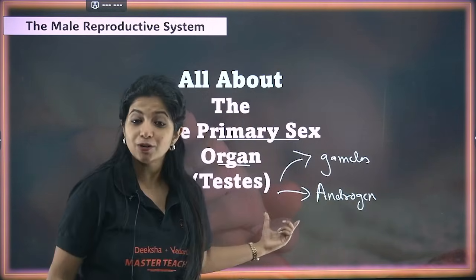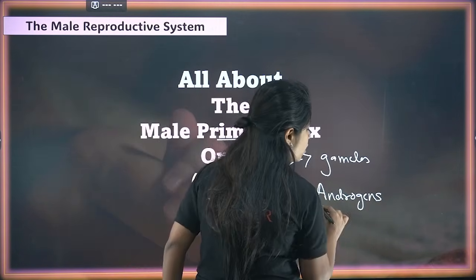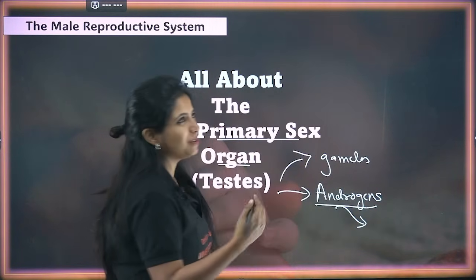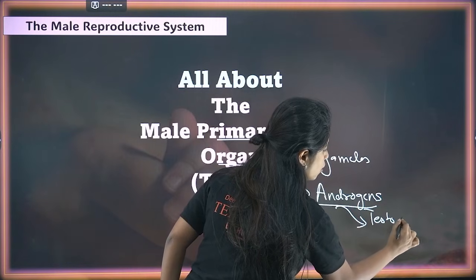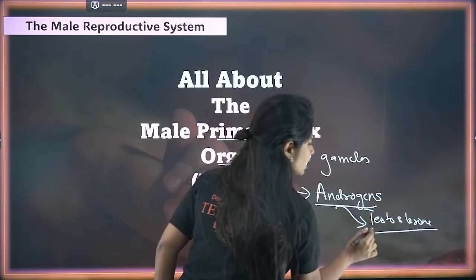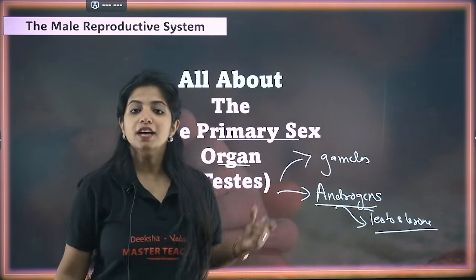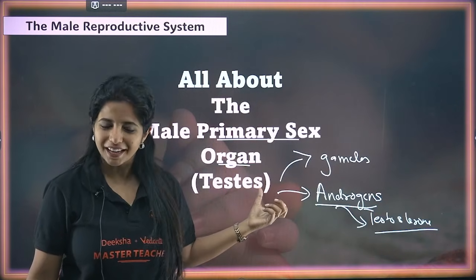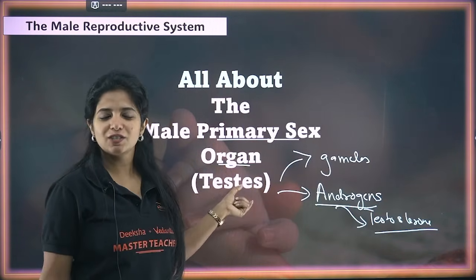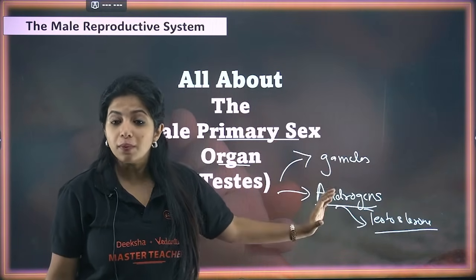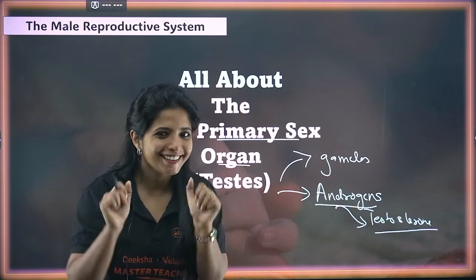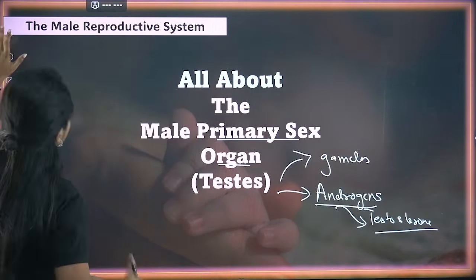And among androgens, my dear children, one famous hormone is known as testosterone. Testosterone. So it is an example of a male sex hormone, the basic male sex hormone. Basically, this organ is known as the primary sex organ because it is responsible for gamete production and also for male hormone production. Done? Yes. Now we'll talk more about it.